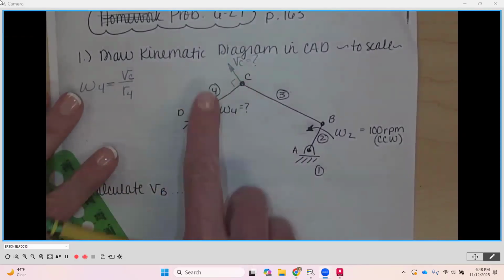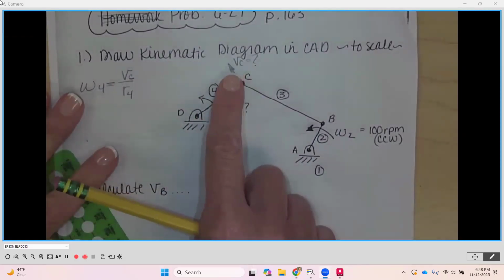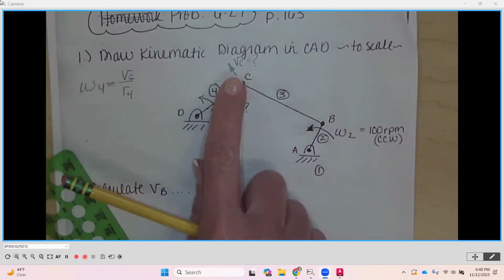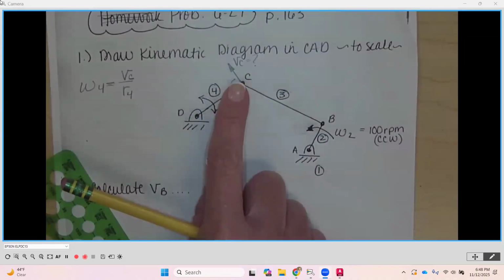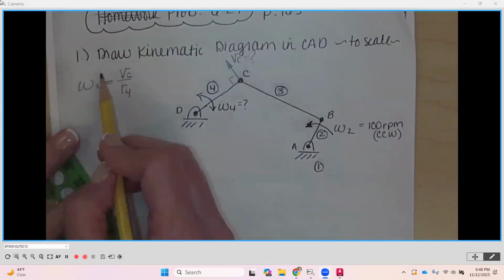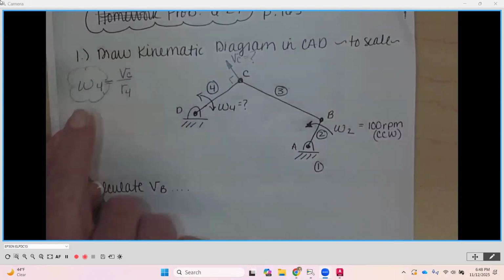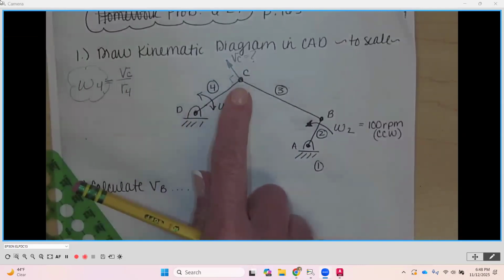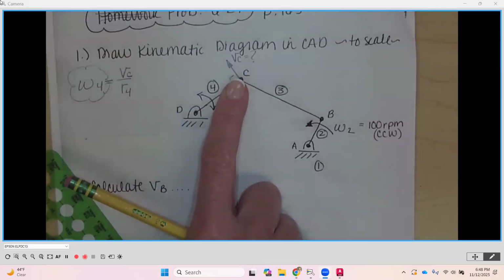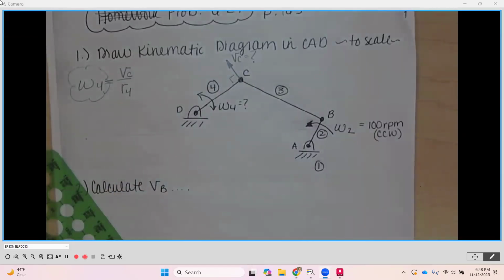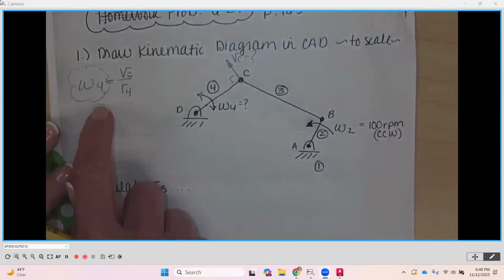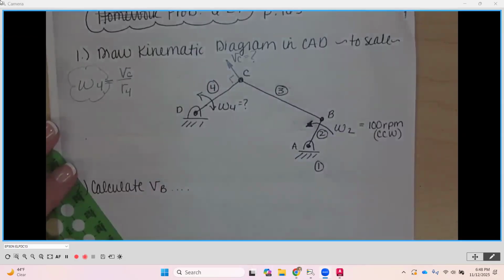Now, this is an output link. We don't know how fast this is going, so we can't calculate the magnitude of the velocity of C, right? It's an unknown velocity. And when we find it, we'll be able to plug it in here, and this is the final answer we're looking for. So when we do our vector equation to get C, as you can imagine, it's going to be similar to the last problem, we have to do one extra step in finding W4, okay?